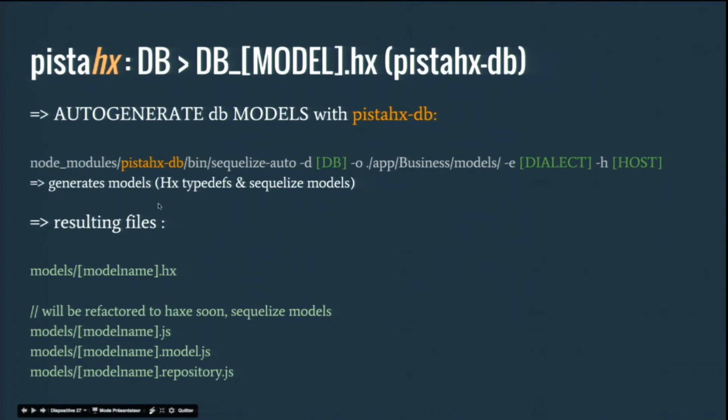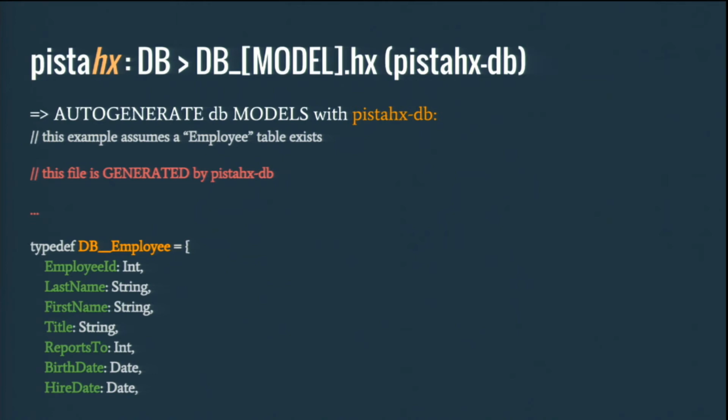It can auto-generate some HX files from your DB, which will contain, for example, this, which is a representation of your DB in the Haxe language. So this is the model we saw earlier, and you can see all the fields from the DB.